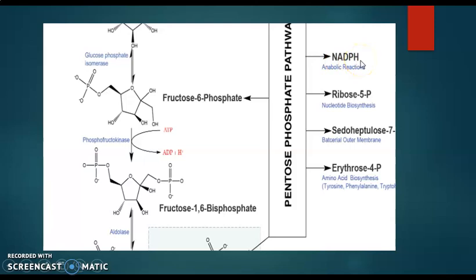NADPH, which is an important intermediate, and ribose 5-phosphate for nucleotide biosynthesis. We are using ribose, sedoheptulose 7-phosphate, which is used in the bacterial outer membrane, then erythrose 4-phosphate, which is used in amino acid biosynthesis. Examples of amino acids synthesized from erythrose 4-phosphate include tyrosine, phenylalanine, and tryptophan.